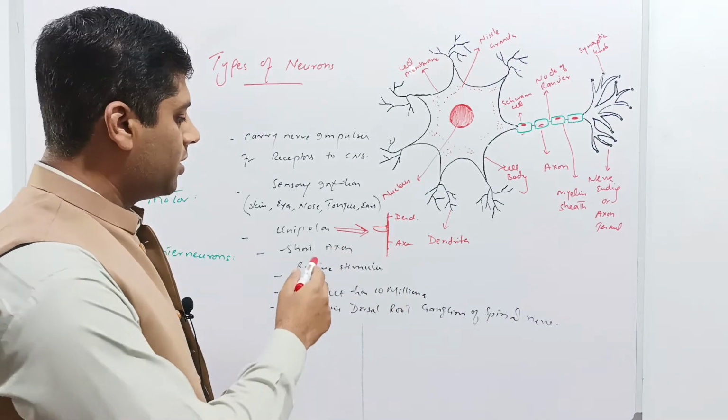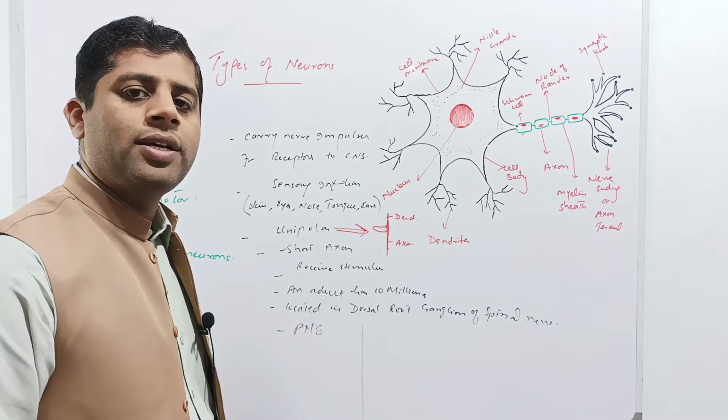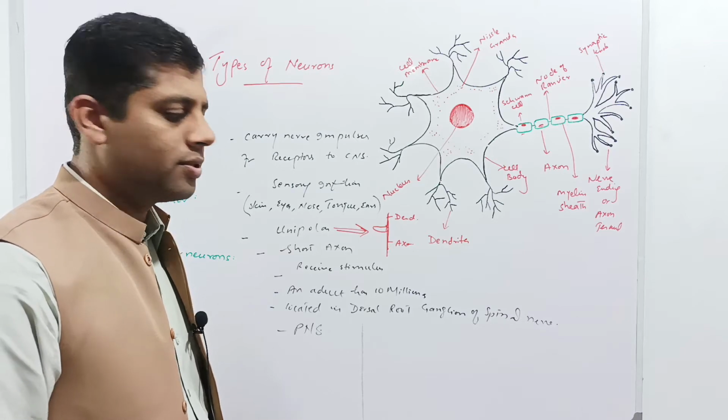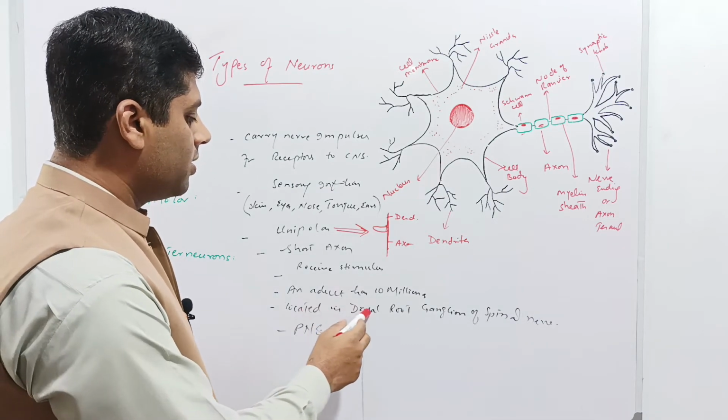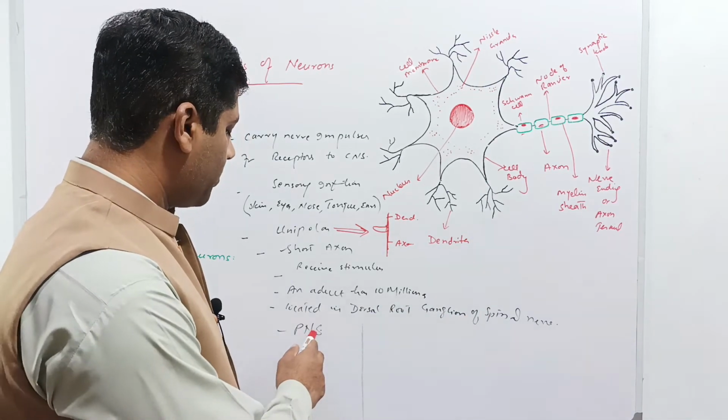Being unipolar, the sensory neuron has short axon and these are specialized to receive the stimulus. An adult has about 10 million of the sensory neurons. These are located in the dorsal root ganglion of spinal nerves, and these are the components of peripheral nervous system.